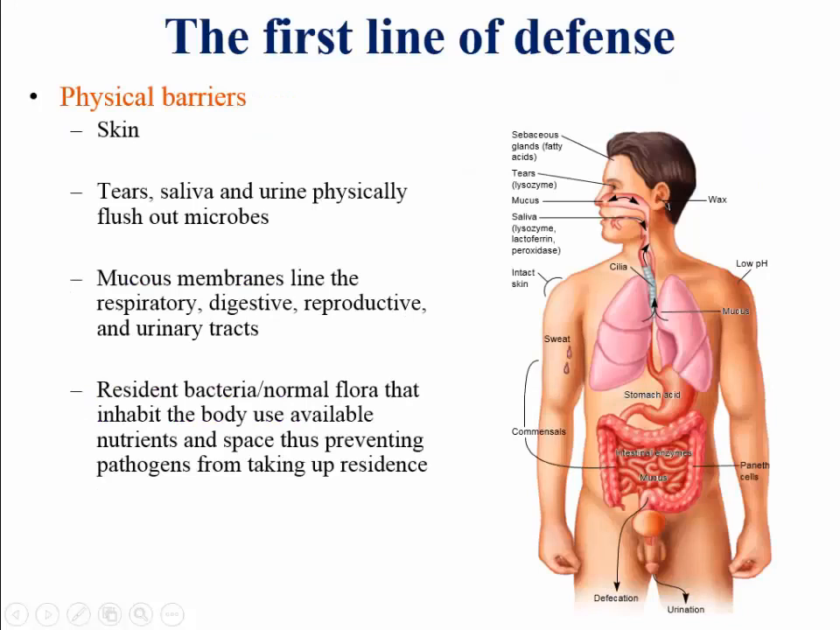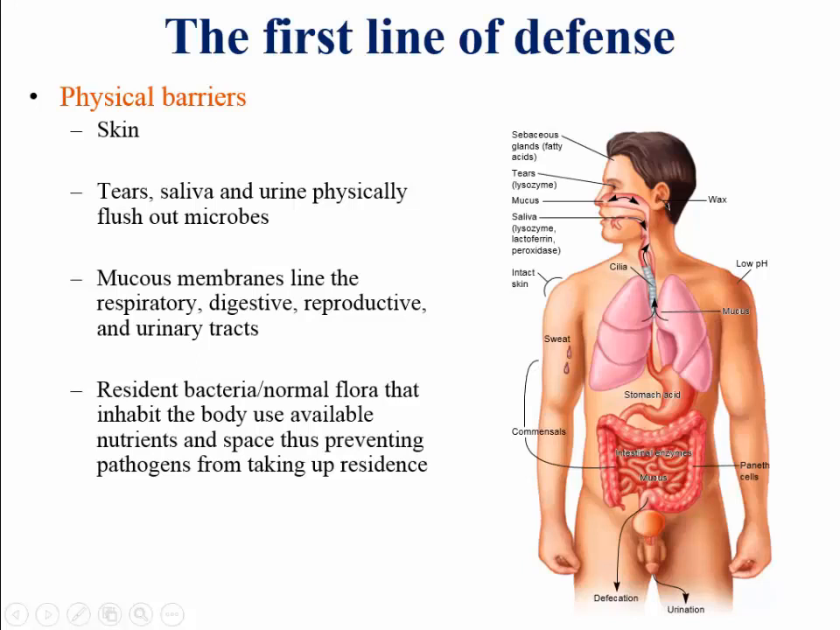Physical barriers fall within the first line of immune defense. The example we were discussing before is the skin. You can see here that the skin has sweat glands and a low pH, and as a consequence of this, the microbes that inhabit the skin are distinct to the skin. As long as the skin remains intact, you are free from infection.